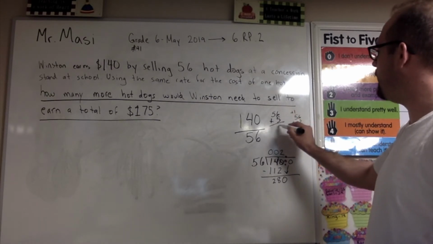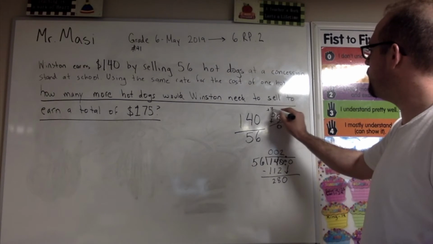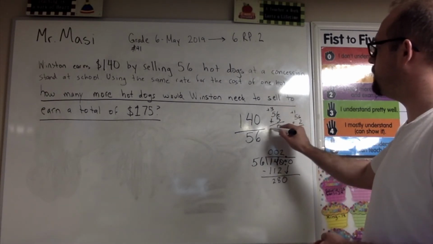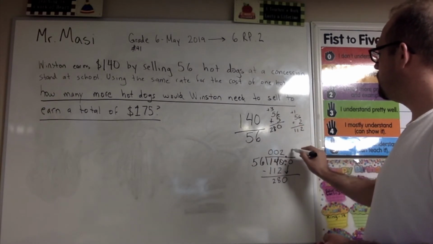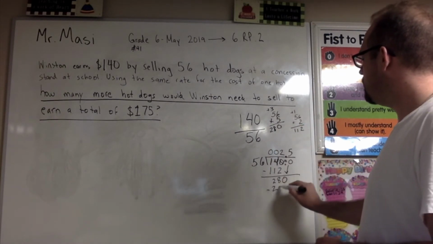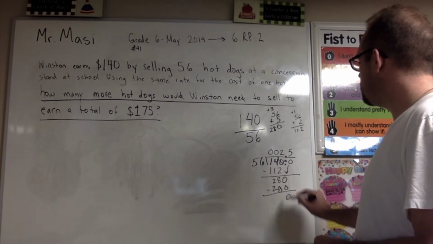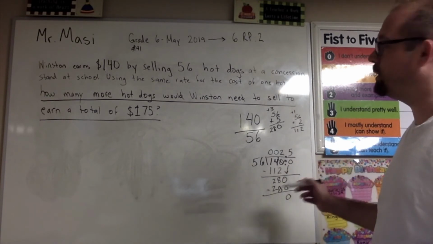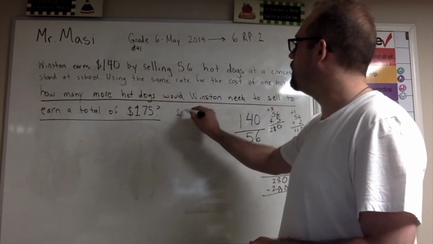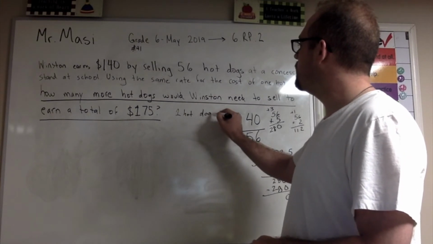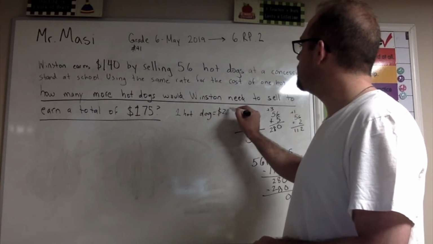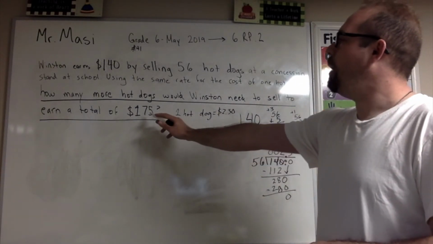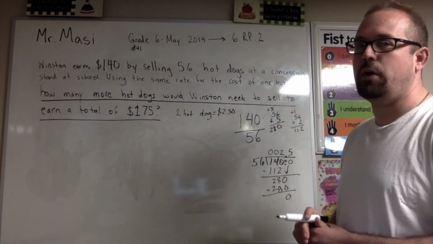6 times 5, well, that gives me 30. Plus my 3. 5 times 5 is 25. And 25 plus 3 gives me 28. So that means all I have to do is my subtraction. And if we're doing money, we know that it's $2.50. So that means one hot dog equals $2.50.